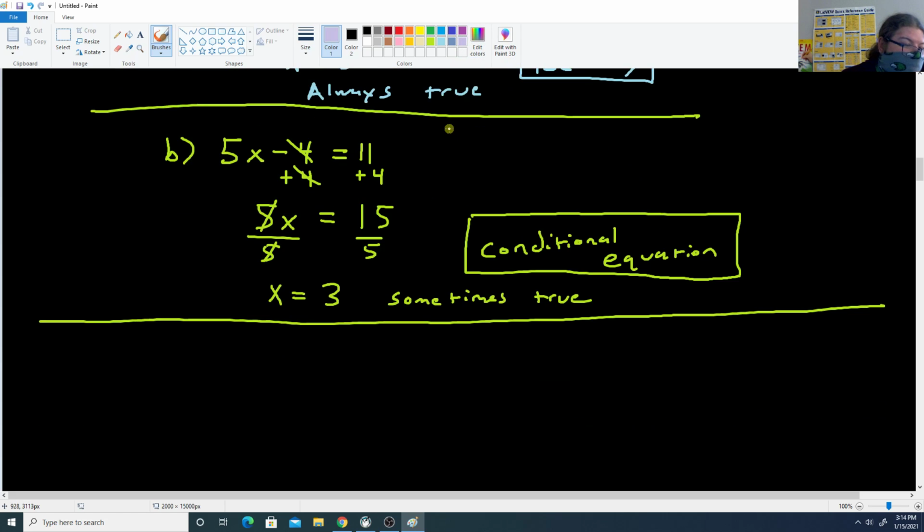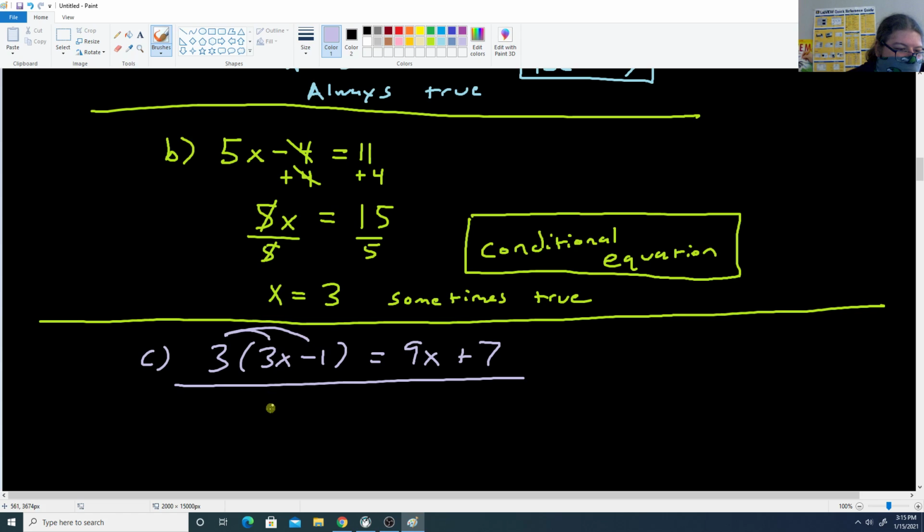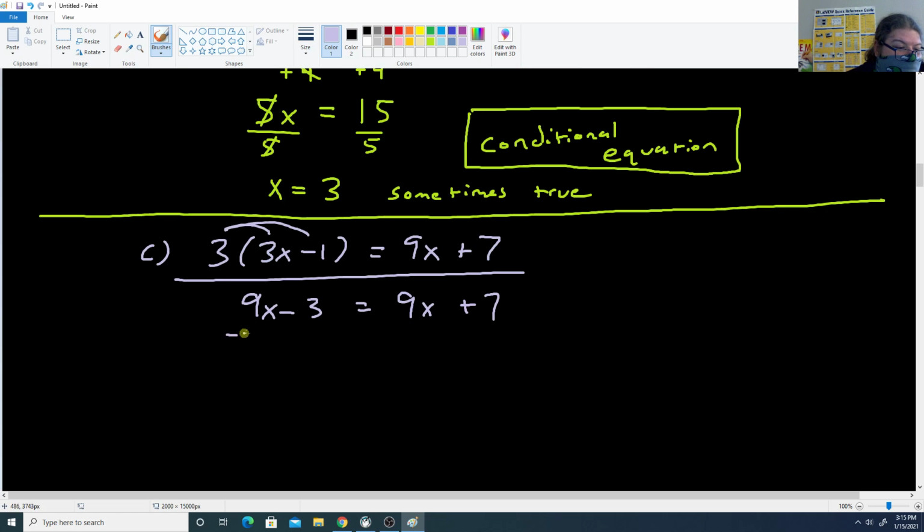All right, then the final one, part C. We have 3 times 3x minus 1 equals 9x plus 7. To start out, we'll distribute the 3. So we'll get 9x minus 3 equals 9x plus 7. We'll subtract 9x from both sides, and we'll note the 9x's cancel. We're left with negative 3 equals 7. Well, negative 3 is never 7, so this is never true. So this is a contradiction.